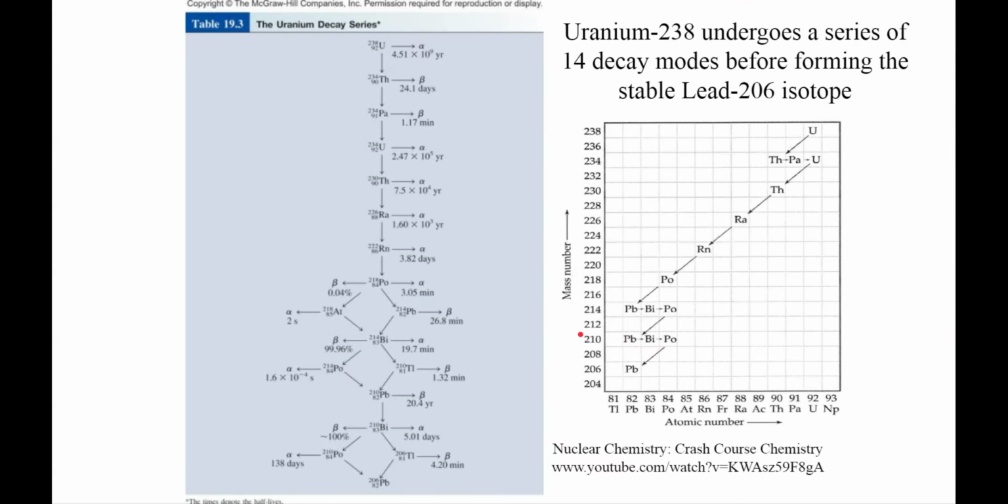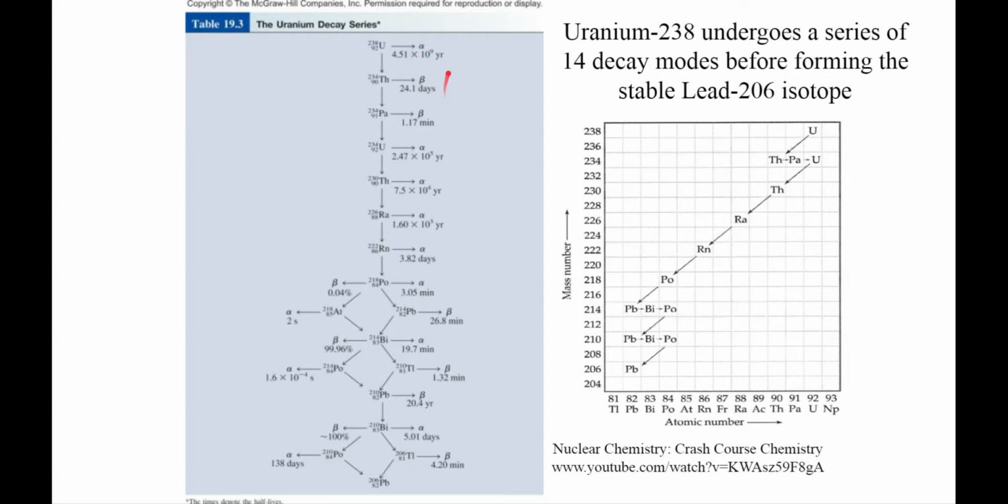Probably the most famous of all decay series is the uranium-238, because it's the largest radioactive element that naturally exists. And so here we're showing the half-lives in different types of decays. And we talked about alpha, beta decay, neutron capture, positron decay, spontaneous fission.